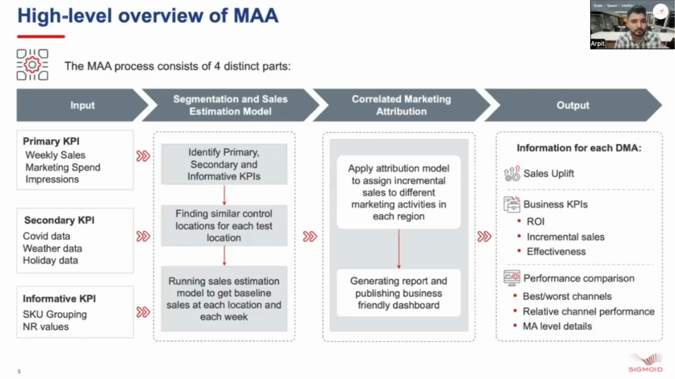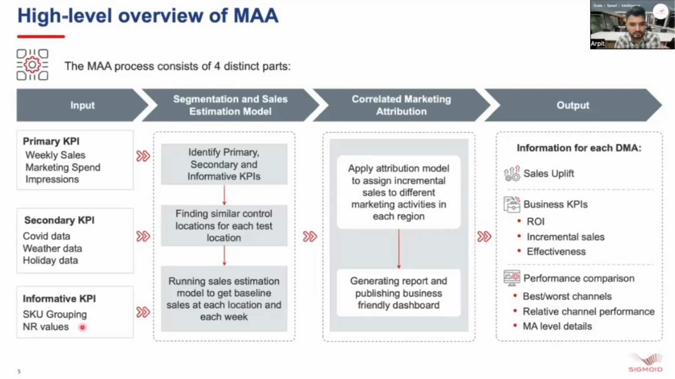High level overview of MAA. The MAA process consists of basically four parts. Part one is input, where we get some primary KPIs like weekly sales, media spend, and impressions; secondary KPIs like COVID data, weather data, holiday data; and other information KPIs like SKU grouping and R values.